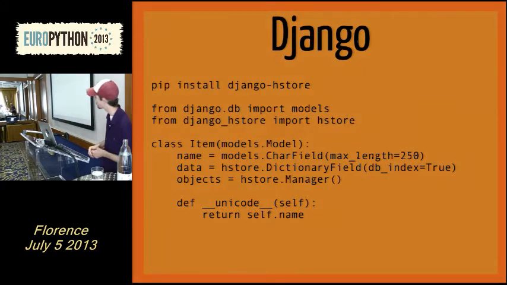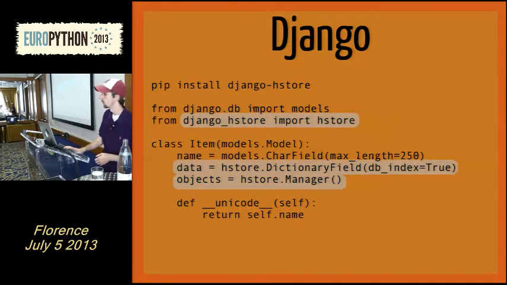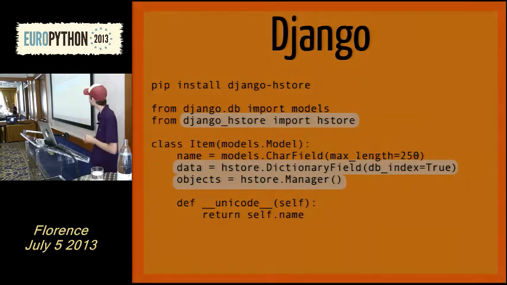And then of course, as you would expect, you can use it directly in Django. So another custom package, you're going to install Django hstore. You're going to say my field name data is an hstore dictionary field. And you're going to create this hstore manager so that it kind of knows how to work with it inside the model. It's going to give you a little bit of helper functions to it.